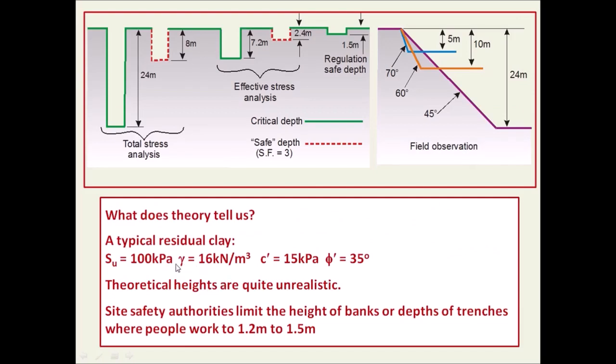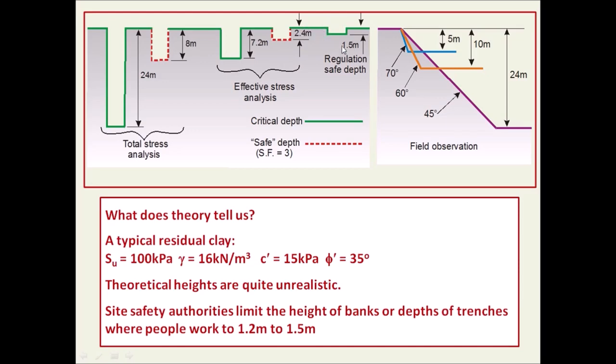And if we take a typical soil with these properties down here, undrained strength of 100, unit weight of that, c and phi like that, reasonably typical of the many residual soils that I've been involved with, and apply those standard formulae, you'll come out with this. For a total stress analysis, you'll get a critical height of 24 meters, divided by a safety factor of 3, and you come out with 8 meters. If you do your analysis in terms of effective stress, you'll get a depth of 7.2 meters, and with a safety factor of 3, you'll get 2.4 meters.